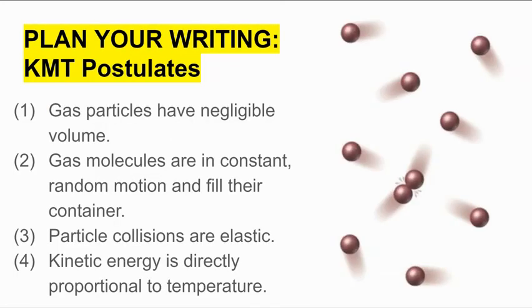And again, in steps to planning your writing, you need to think about the kinetic molecular theory postulates. Which of these 4 postulates did the lab exemplify? How could you use these postulates to explain your results and the response that you saw?